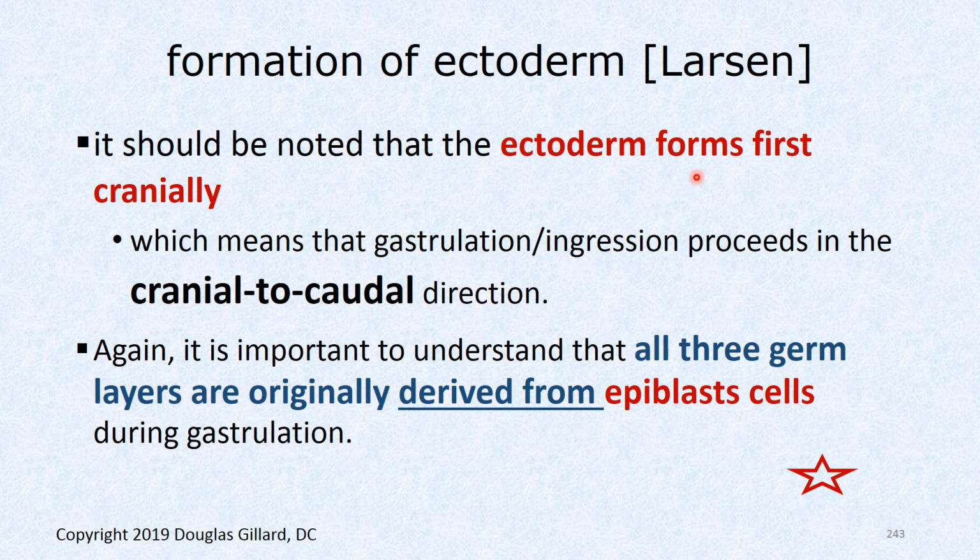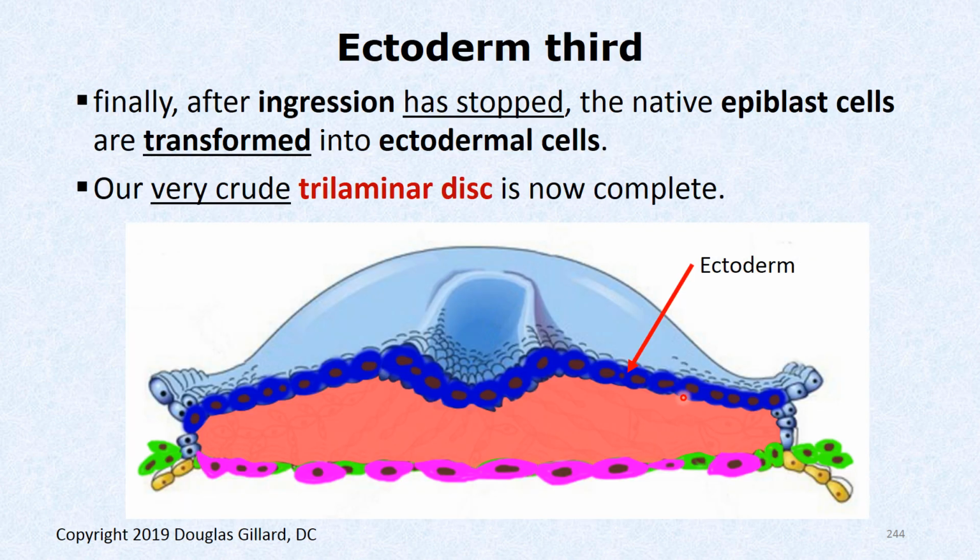It should be noted that the ectoderm forms first cranially, so this isn't all uniform. It forms during the cranial first. So the process of gastrulation actually goes in a cranial to caudal direction, according to Larson anyway. All the authors keep pointing this out, these epiblast cells are the stars of the show, right? Because they end up forming all 3 germ layers. They get a little modified, but the epiblasts are the magic cells.